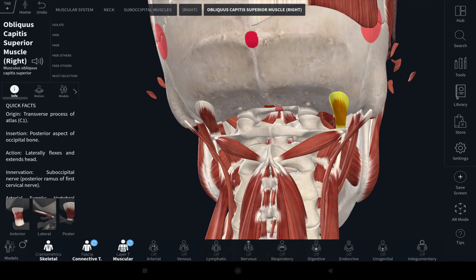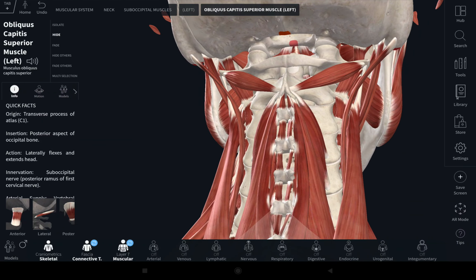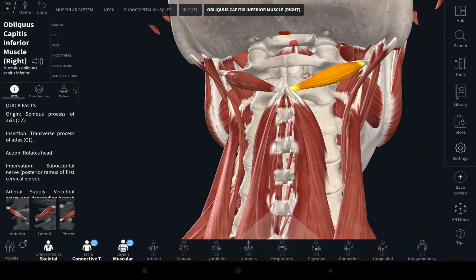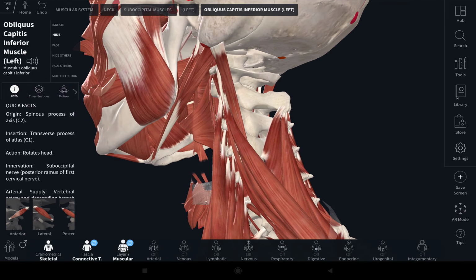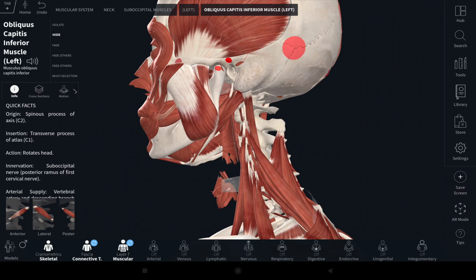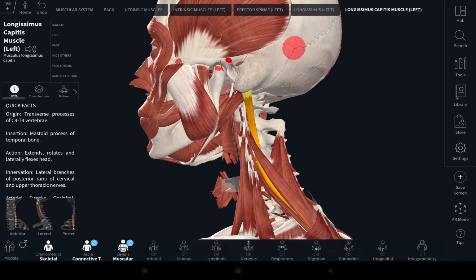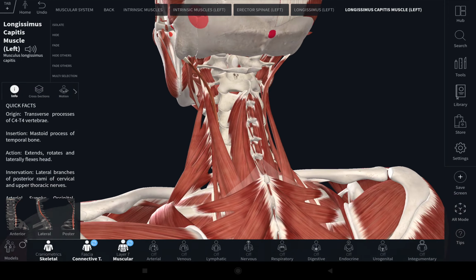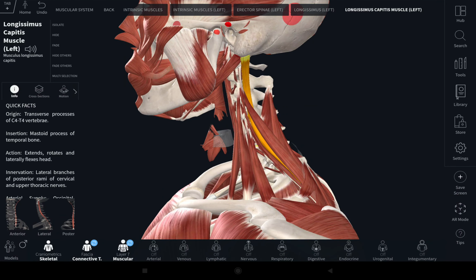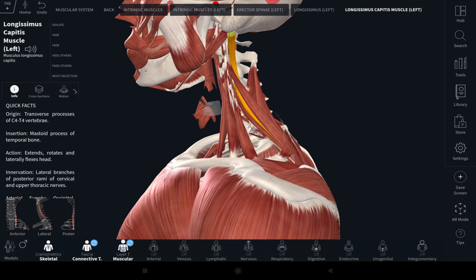This is the obliquus capitis superior muscle. Now the muscle exposed here is the obliquus capitis inferior muscle. We remove them. Then the muscle exposed here is the longissimus capitis muscle, a long muscle. We remove the longissimus capitis muscle.